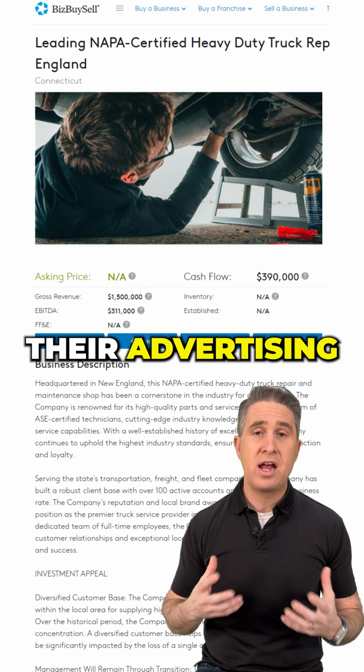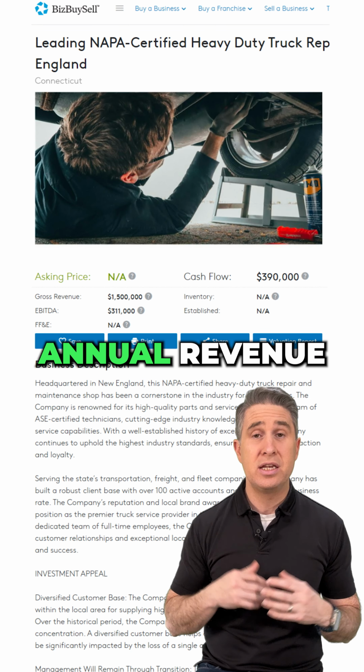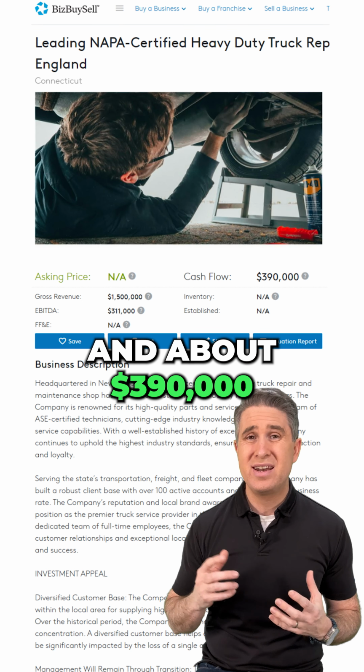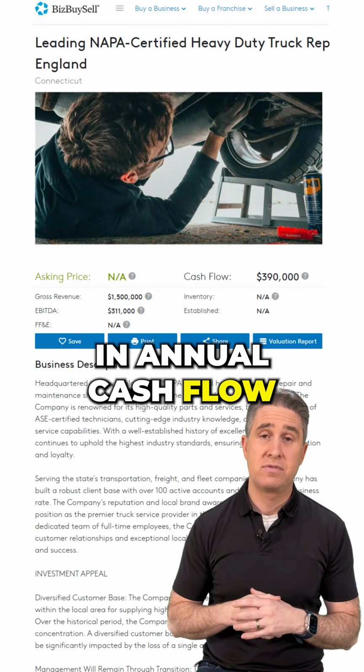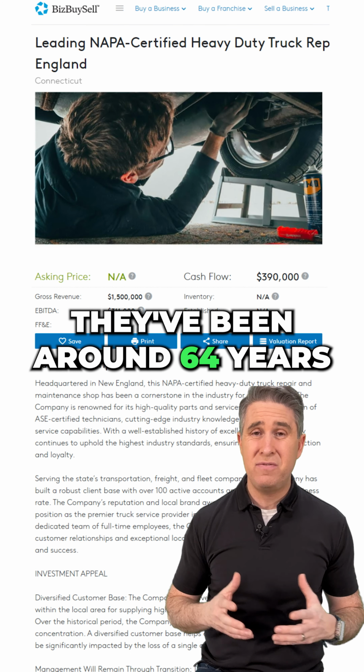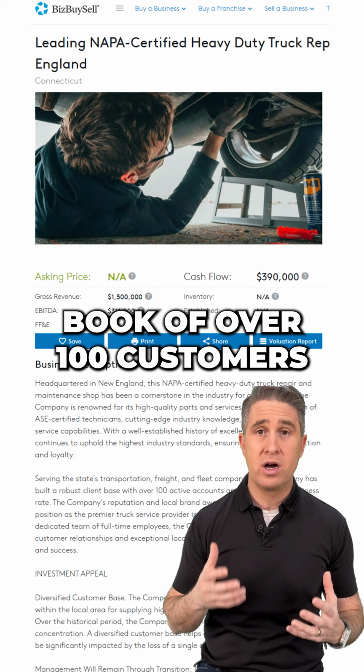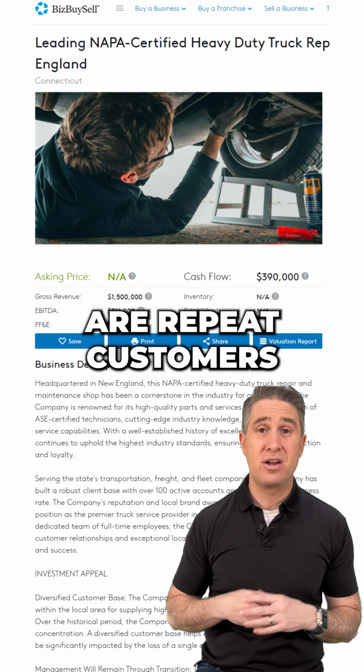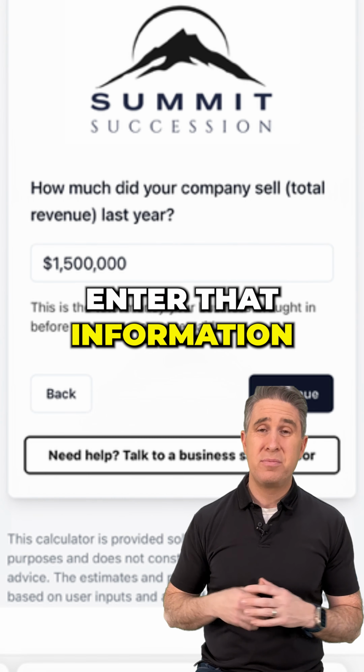Now for this listing, they're advertising $1.5 million in annual revenue and about $390,000 in annual cash flow. Now this is a great shop. They've been around 64 years. They've got a book of over 100 customers, and about 90% are repeat customers. So now let's enter that information into the calculator.